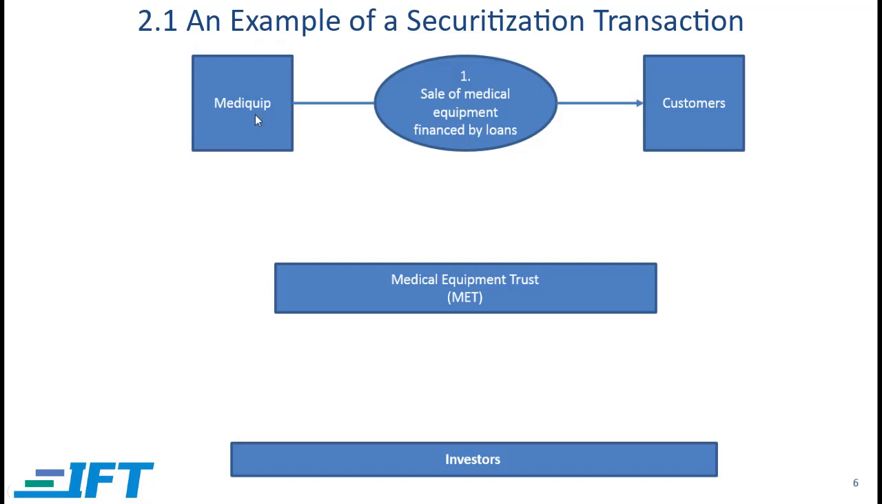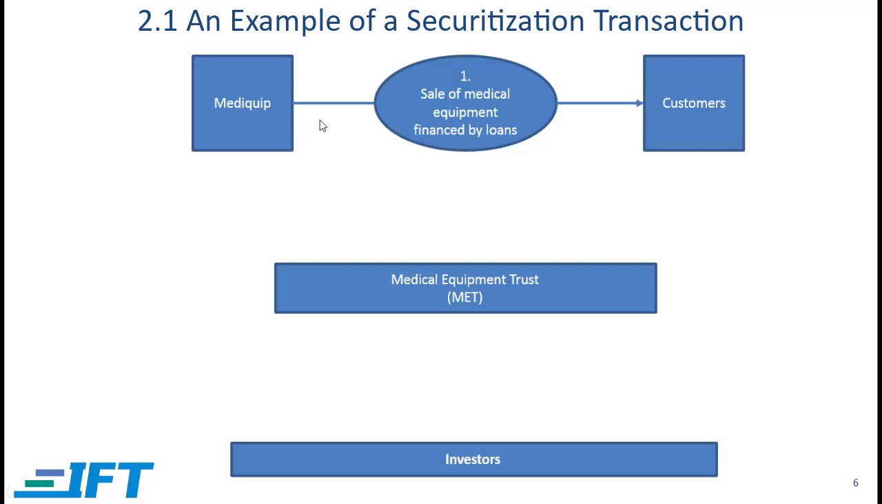We have a company called Mediquip. This sells medical equipment to customers, and since the medical equipment is expensive, the sale is financed by loans. So customers borrow money from Mediquip and use that borrowed money to buy the equipment. Since the customers are borrowing from Mediquip, Mediquip now has loan receivables on its balance sheet. So loan receivable from Mediquip will be an asset.